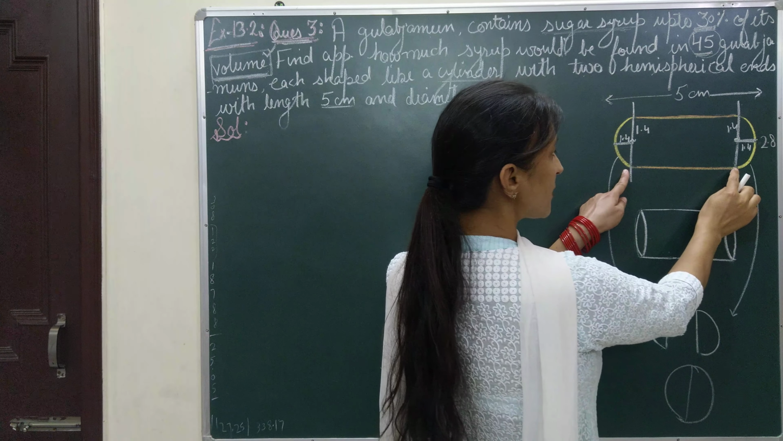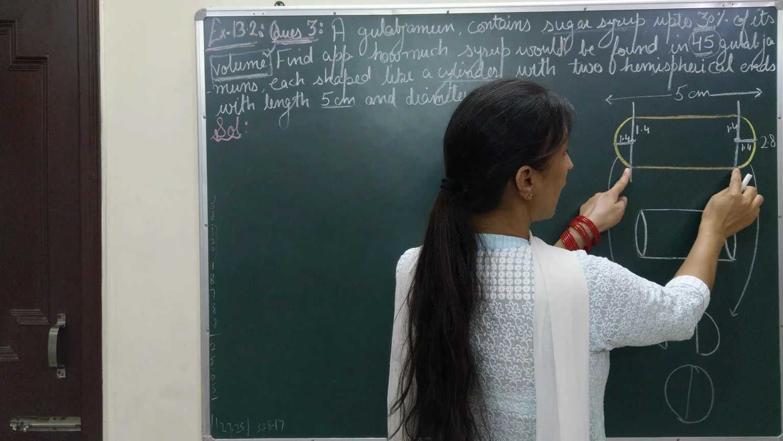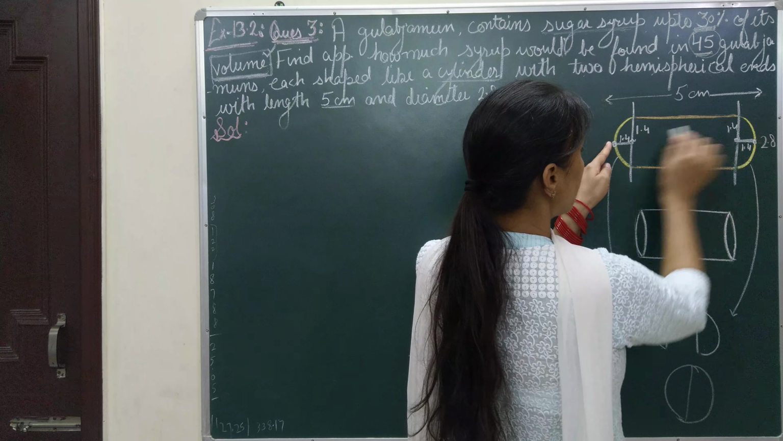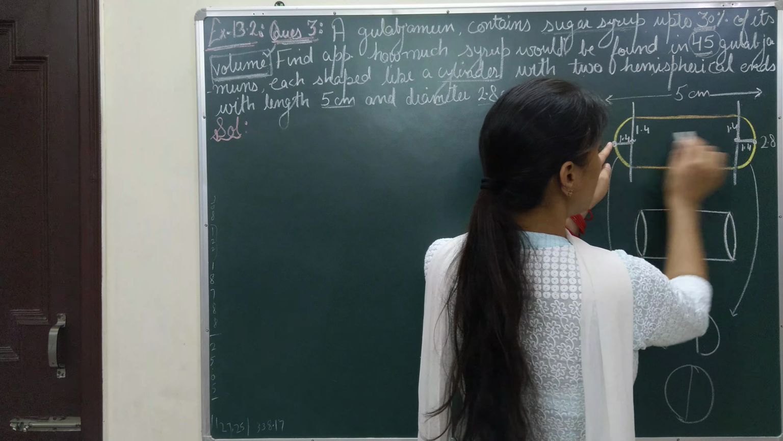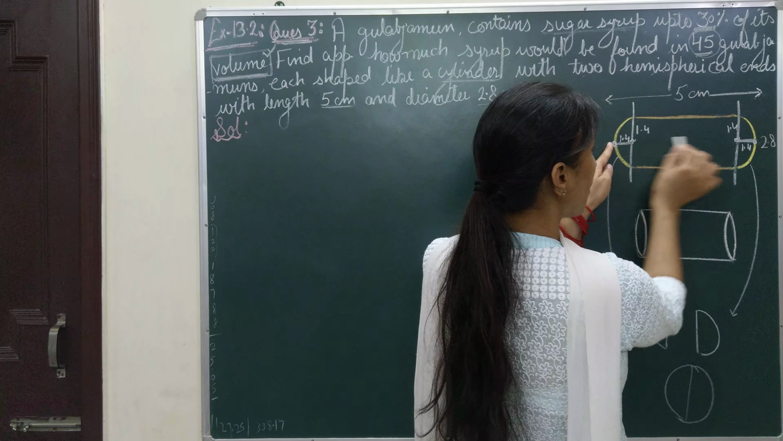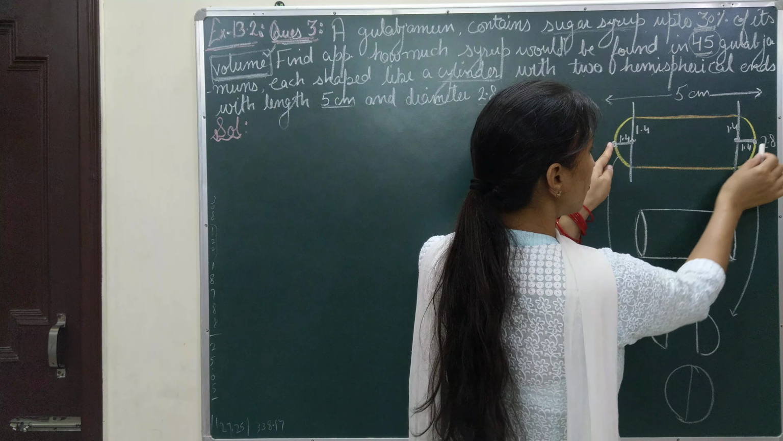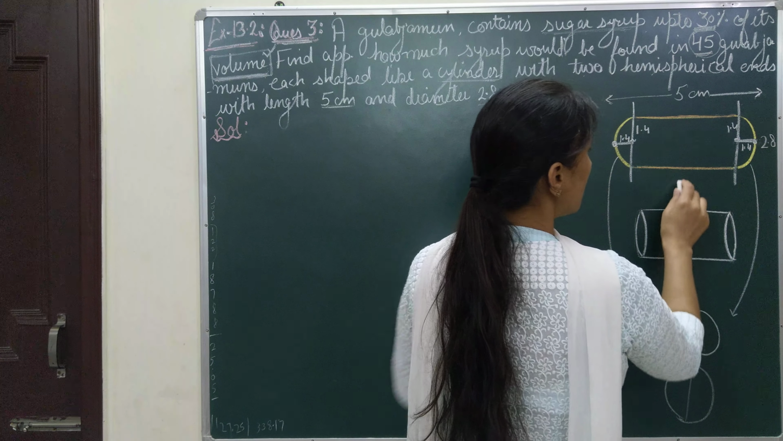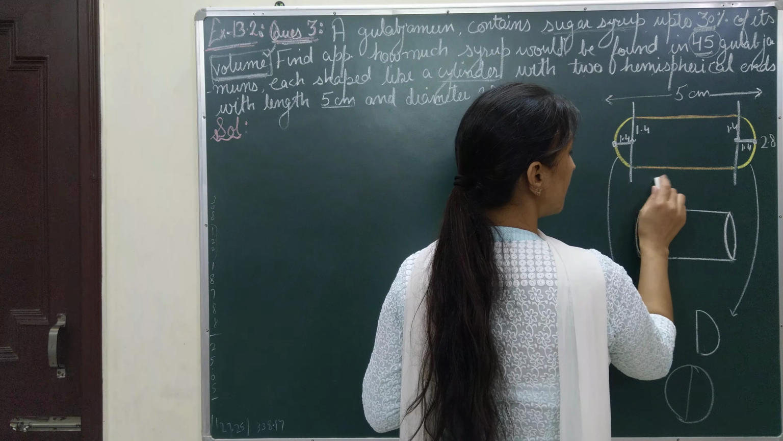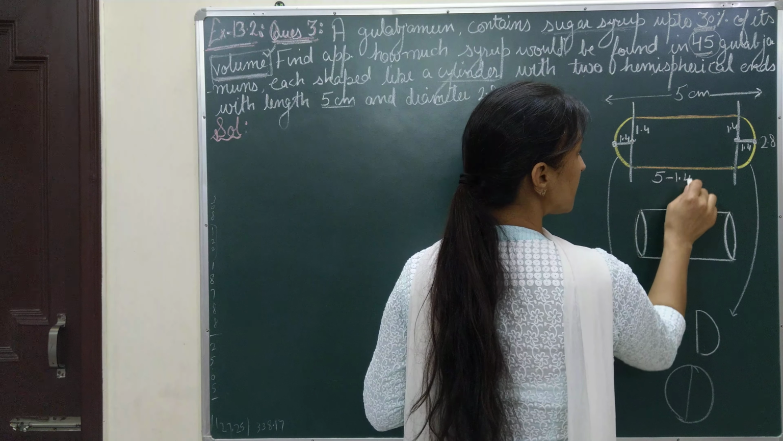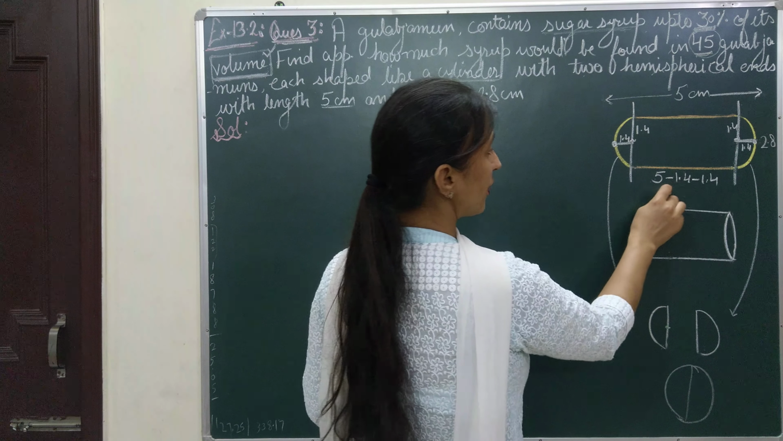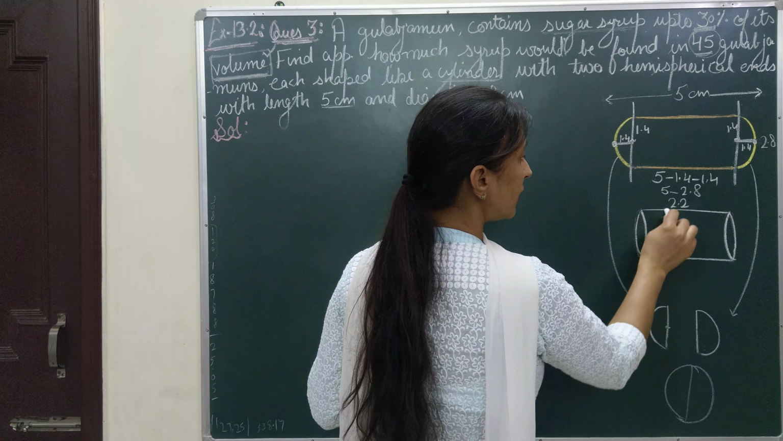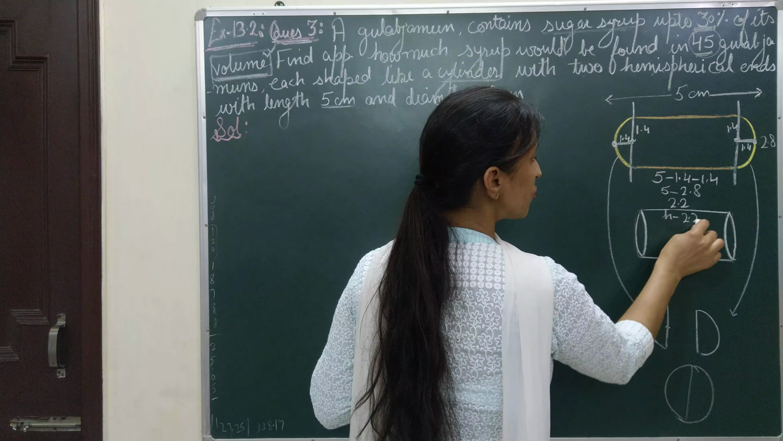When I try to find the height of this cylinder, I will be subtracting from the length from end to end. The length of the full gulab jamun from end to end is 5 cm. To find the length of this cylinder, from 5 cm I will subtract 1.4 and 1.4. So I will be doing 5 cm minus 1.4 minus 1.4. What I get is 5 minus 2.8, that is 2.2. So I have got that the height of this cylinder is 2.2.